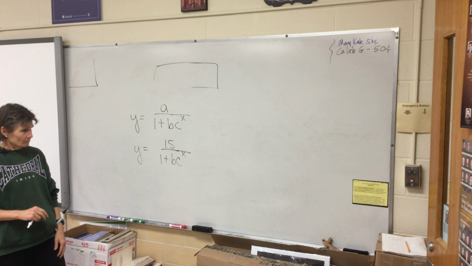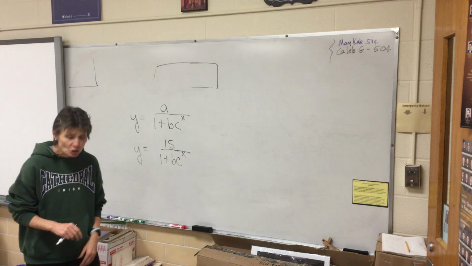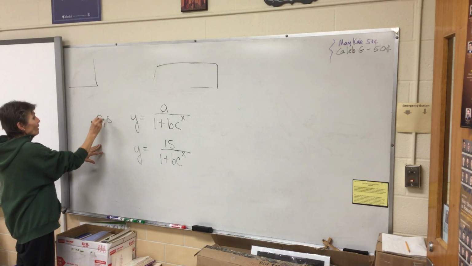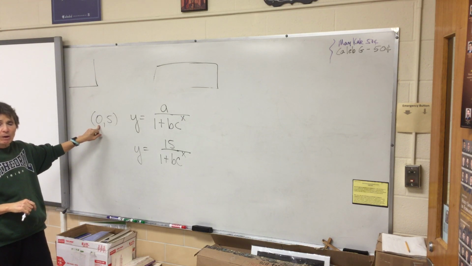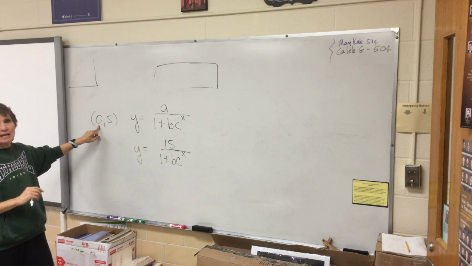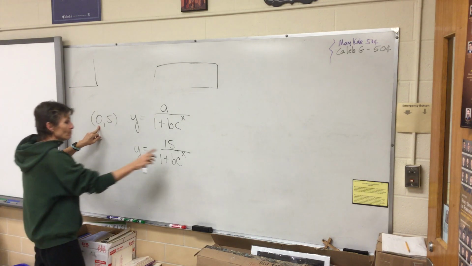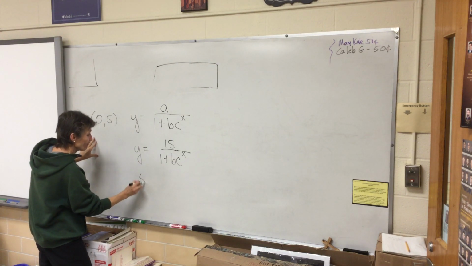Now, the next thing that's important for me to know is the initial value is 5. The initial value, remember, comes when x is 0. It is your y-intercept. It's where everything starts. So I know that if I put a 0 in here for x, I'm going to get a 5 here.